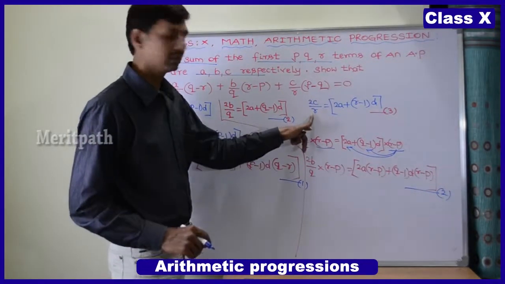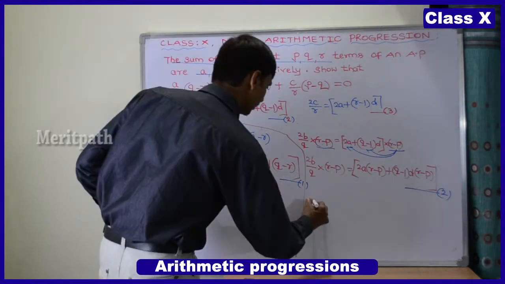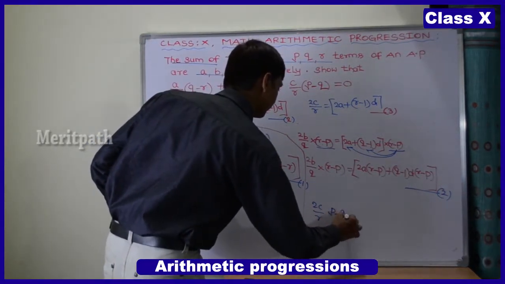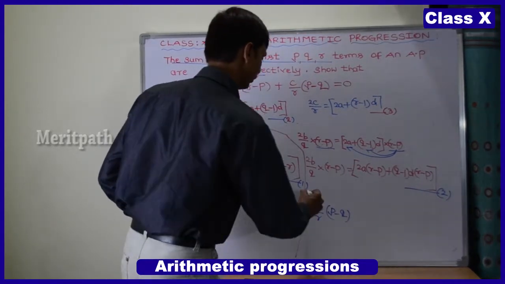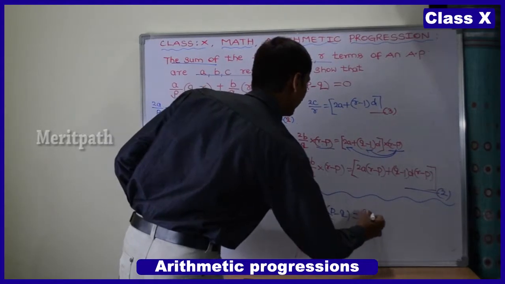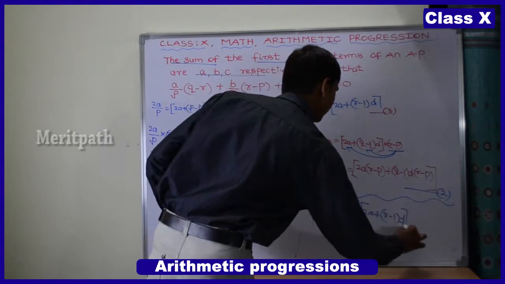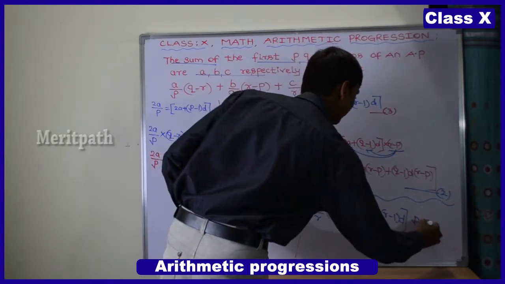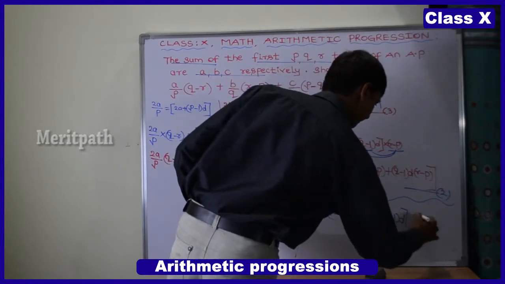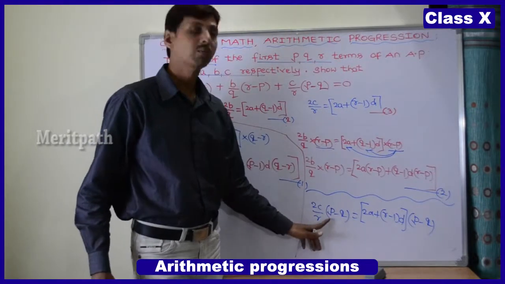For the third equation, let us multiply the third equation by p minus q. So 2c by r into p minus q is equal to 2a plus r minus 1 into d, into p minus q. We are multiplying this third equation by p minus q on both the sides.